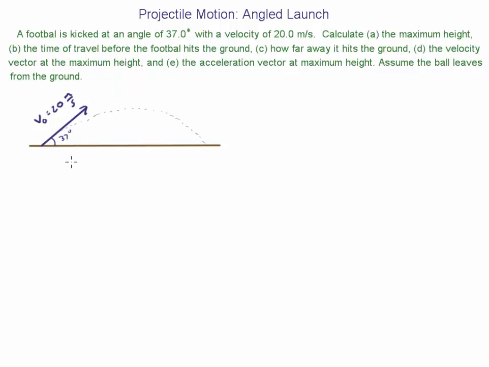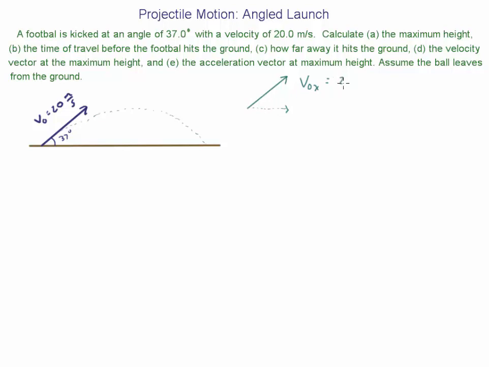The first thing you have to do any time you have an angled launch like this is find the components of the initial velocity vector. So I'm going to duplicate it off to the side, and we will go ahead and calculate those. If V0 is 20 meters per second, V0x, the X component, is going to be V0 times the cosine of the angle.